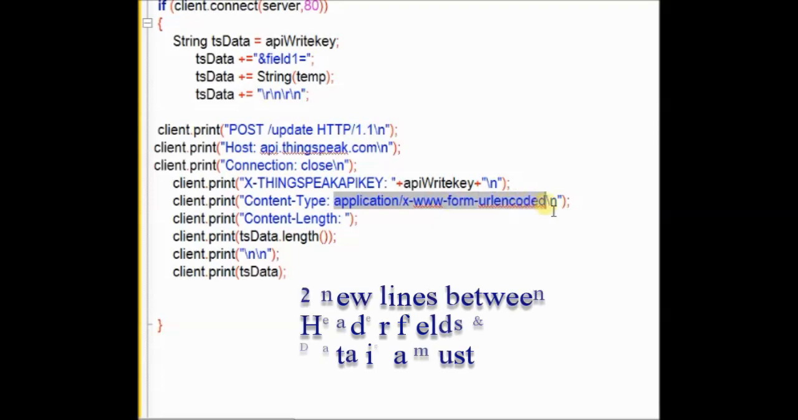Then follow the header fields. The header fields contain information about the post request. The header fields are host and then connection and X-THINGSPEAKAPIKEY. The non-standard header is preceded by X, and then the content type.